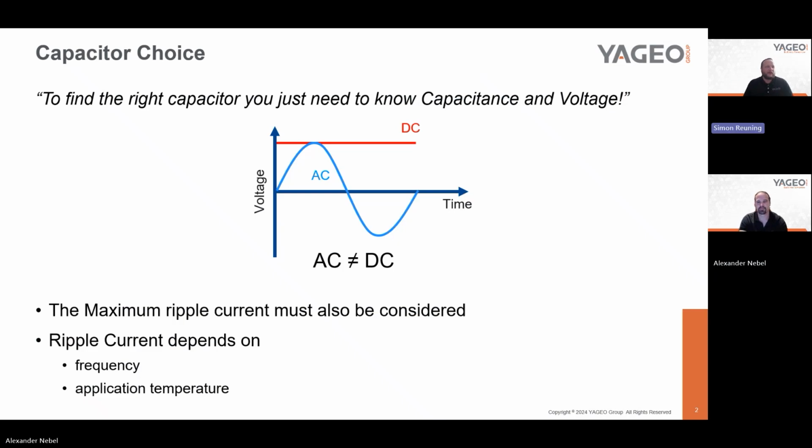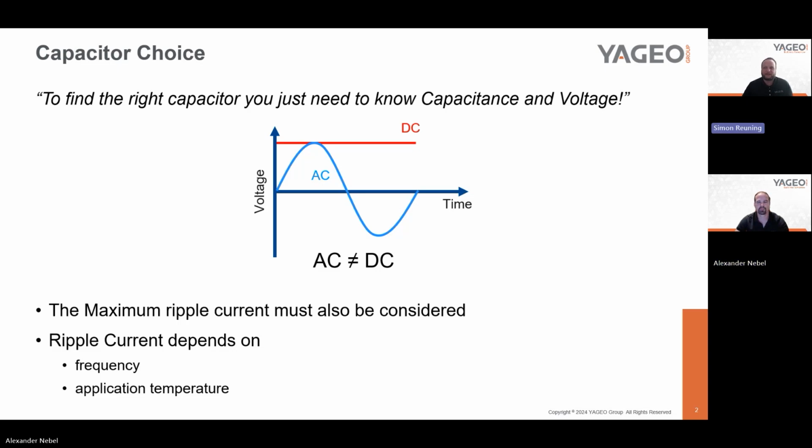So Alex, to find the right capacitor, all you really need to do is understand the capacitance and the voltage, right? Well, it depends. It might be a sufficient statement for some DC current applications, but certainly not for AC applications. So what is the challenge in AC applications? Well, for any AC application, regardless of the frequency and the shape of the curve, also the maximum ripple current of the capacitor must be considered.